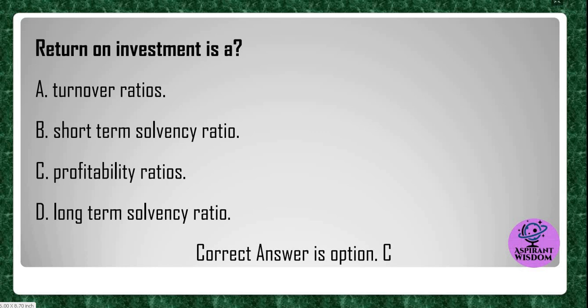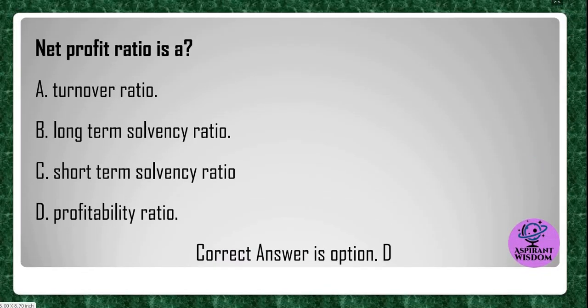Return on investment is: A. Turnover ratios, B. Short-term solvency ratio, C. Profitability ratios, D. Long-term solvency ratio. Correct answer is option C.